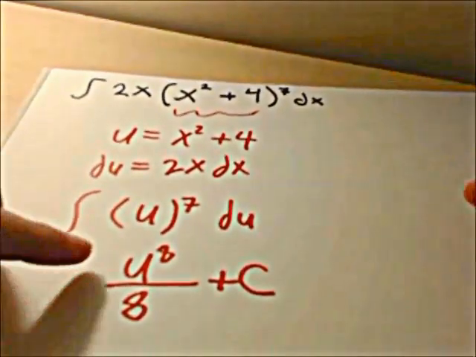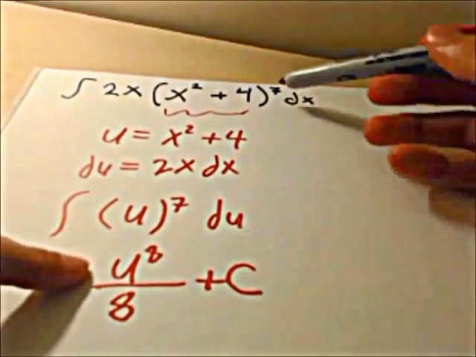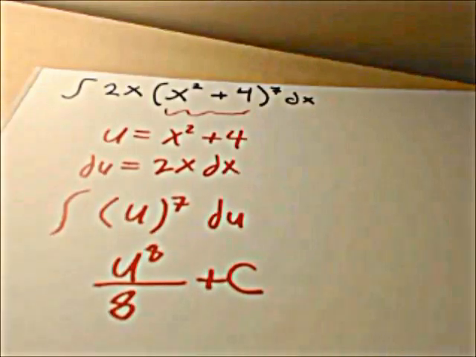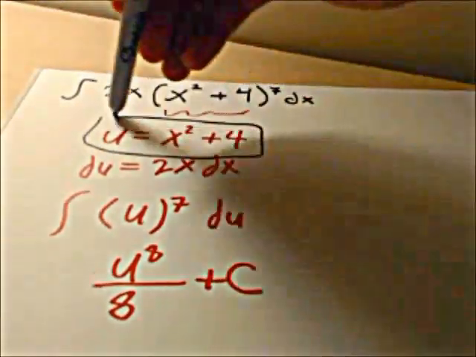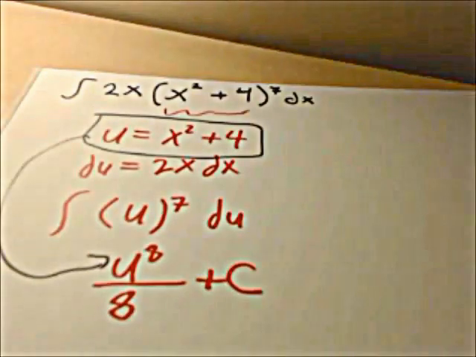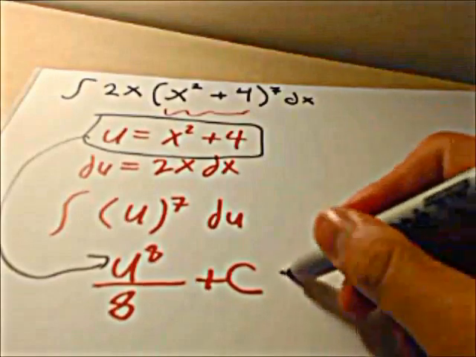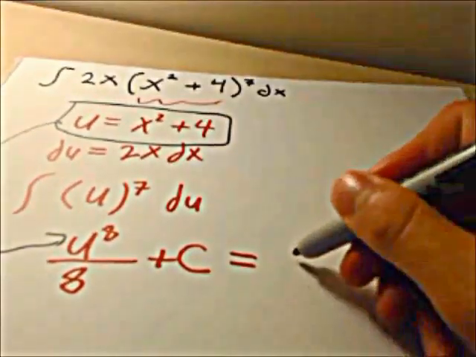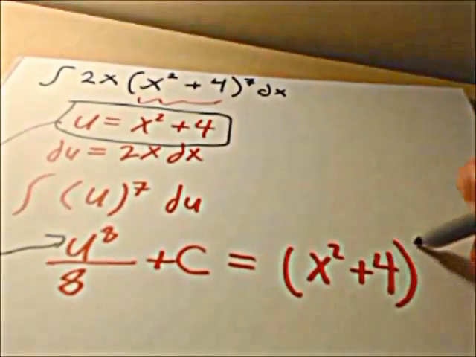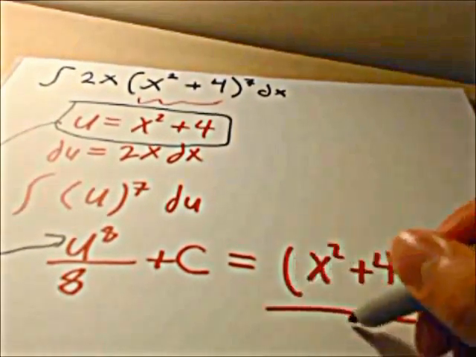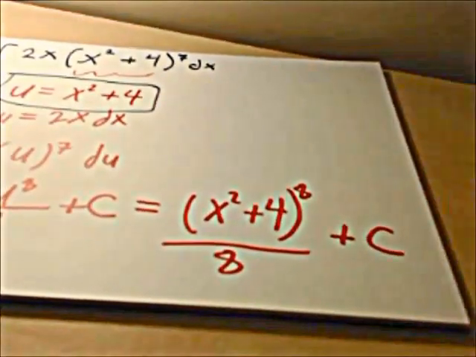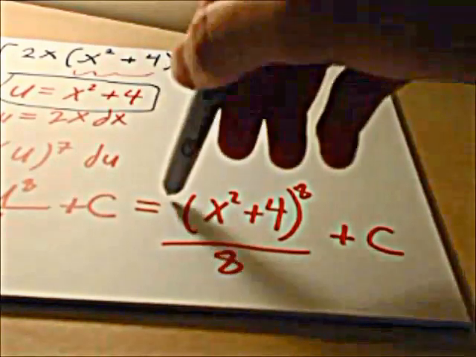And now we're going to put back what u is equal to, like here. So we're going to plug it back in. Instead of u, put x squared plus 4 to the power 8, the new power, over 8, and then plus c. And that's our integral.